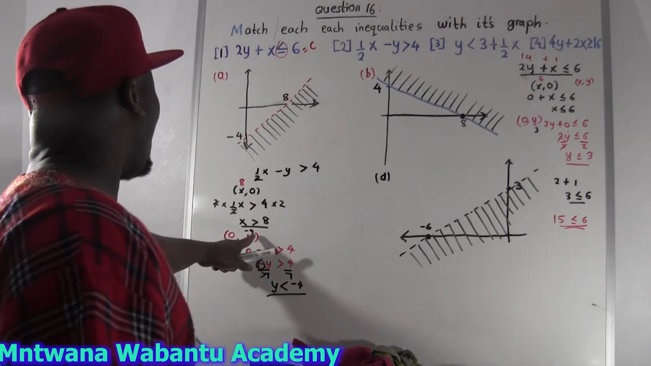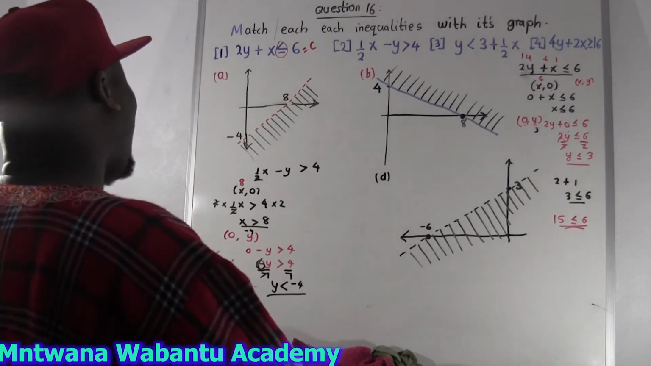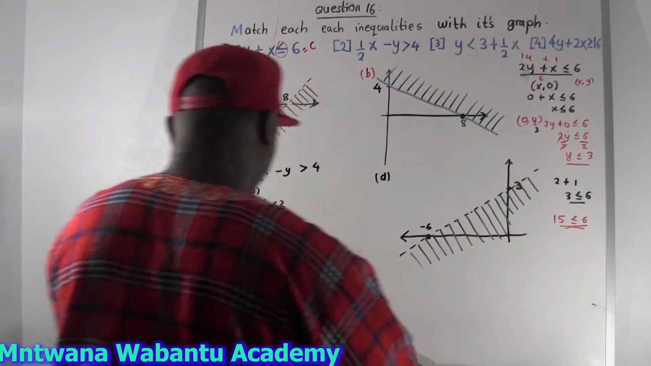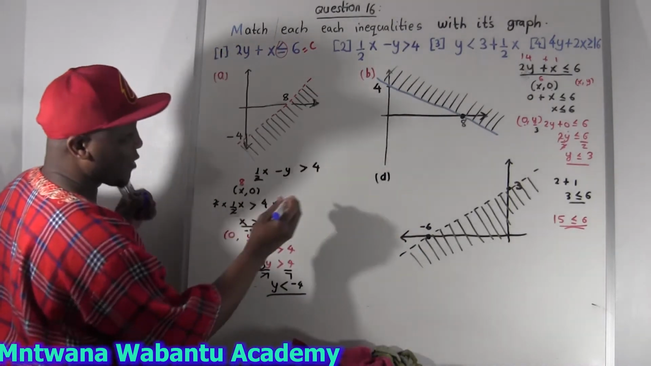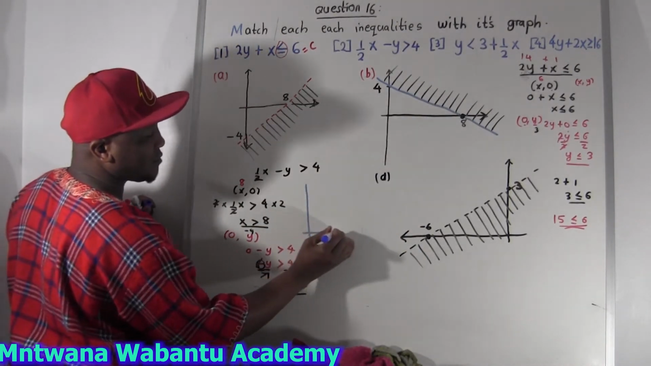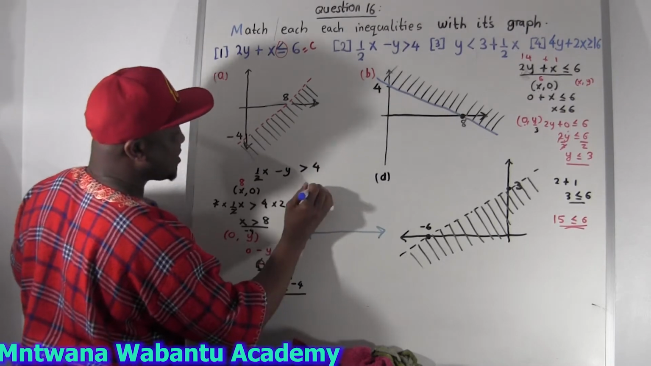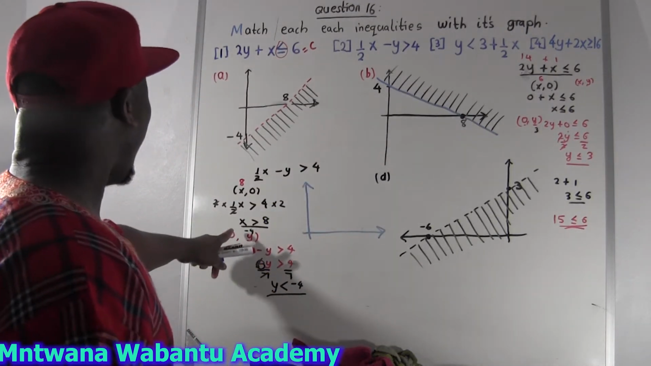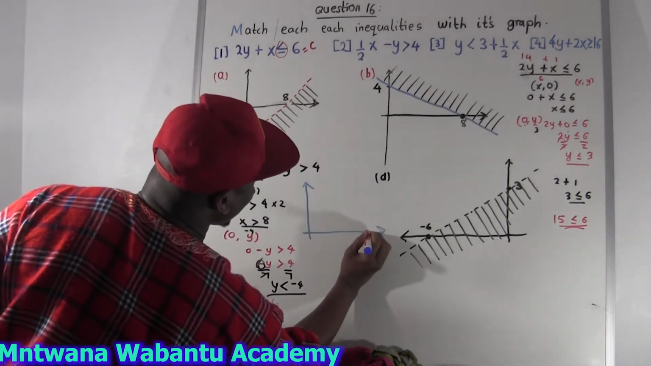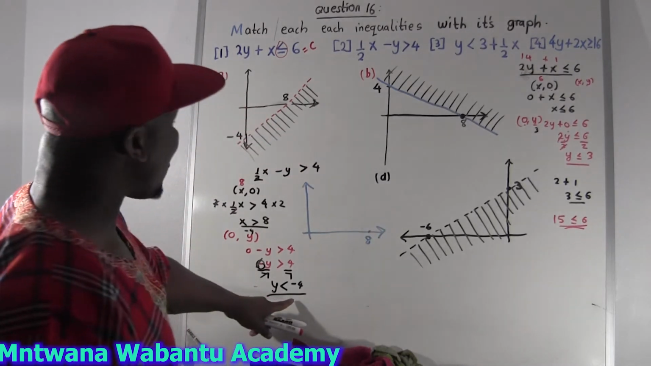So it's going to cut at y negative 4. Now let's draw a graph. Let's assume you don't know here. So this is a Cartesian plane, and this is y. Now, what is x? We say x equal to 0, and what is the y? y equal to negative 4.